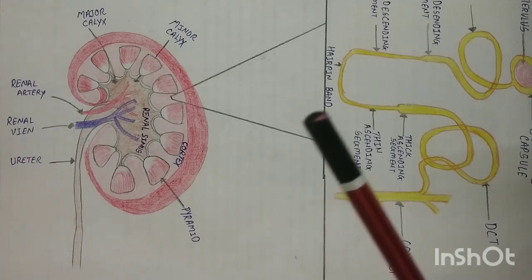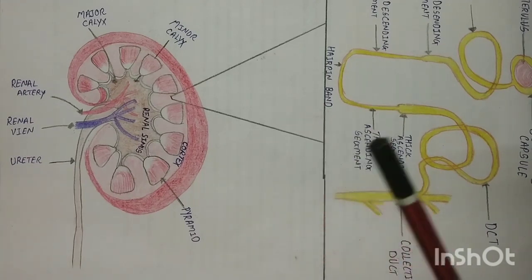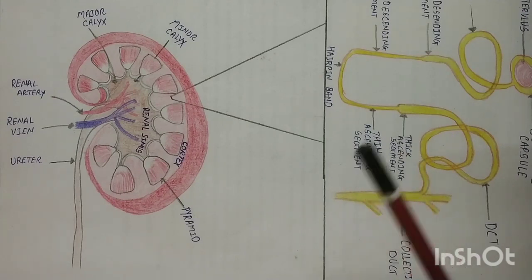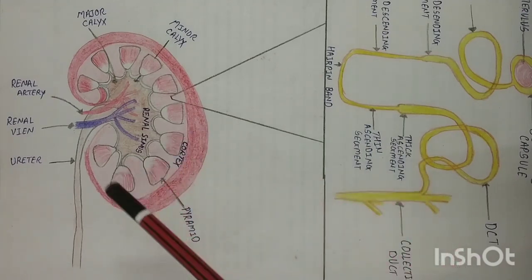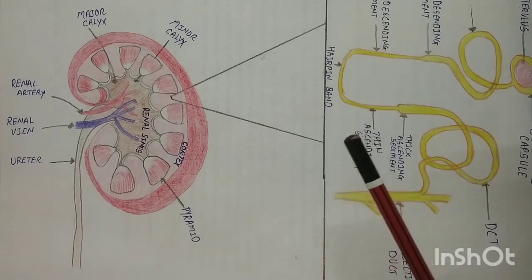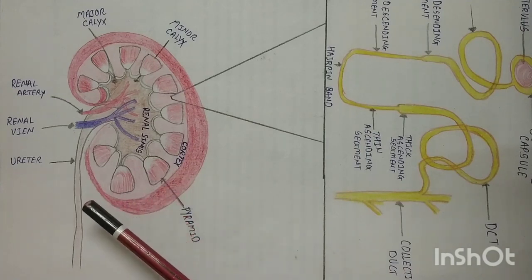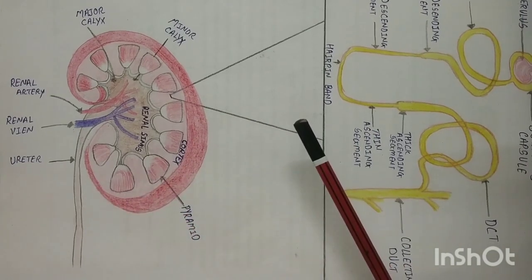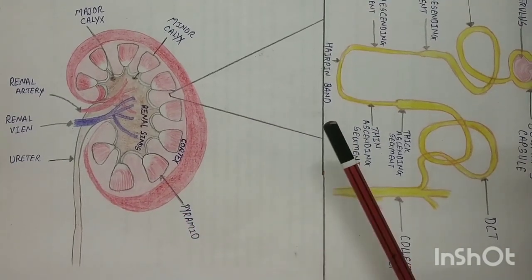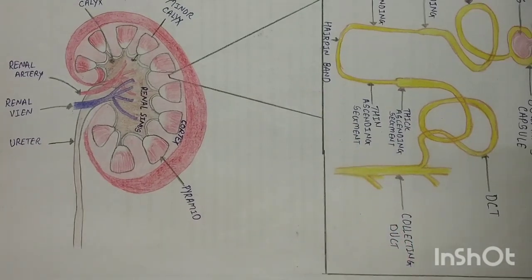The first one is the renal artery, which carries the oxygenated blood for the cells of the kidney. The second one is the renal vein, which carries the deoxygenated blood from all the cells of the kidney. And the third one is the ureter, which carries the urine formed by the kidney cells. The flow of urine is just like that.